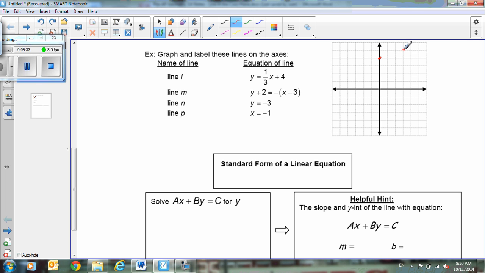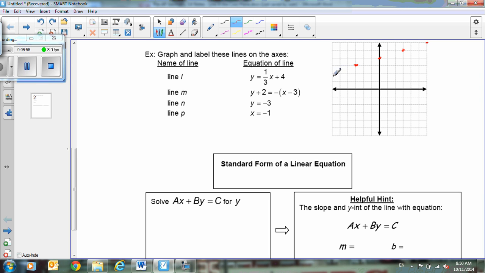Okay? I could do that again. I could go up 1 and 1, 2, 3 to the right. Also, since 1 over 3 is the same thing as negative 1 over negative 3, I could go down 1 and left 3 and be on the line. All right, so get 2 or 3 points. Of course, the minimum number of points you need is 2, but a few more will help you get a straight line.